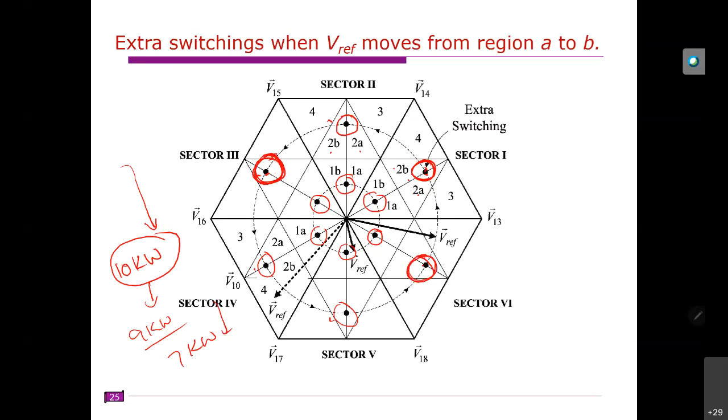So with this extra switching loss, there won't be much reduction in the energy efficiency. But the thing is that with this extra switching, we can balance these capacitor voltages or these DC source voltages.